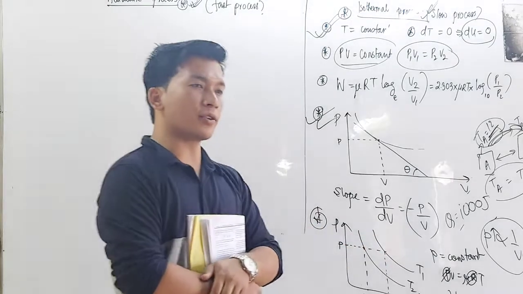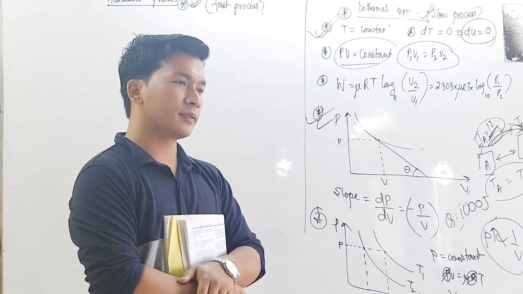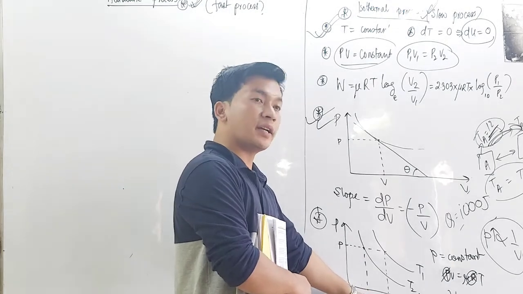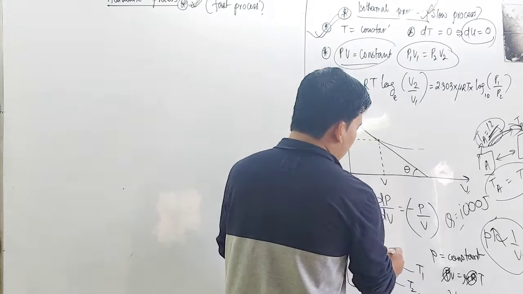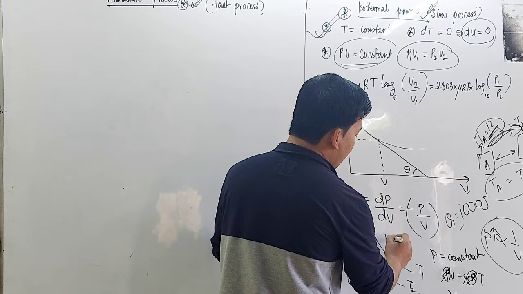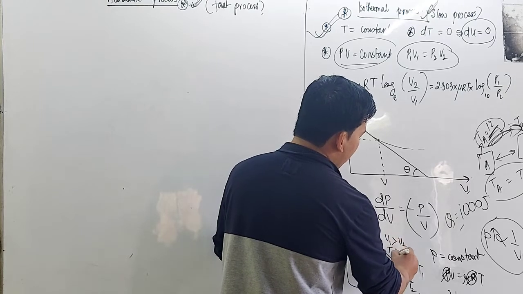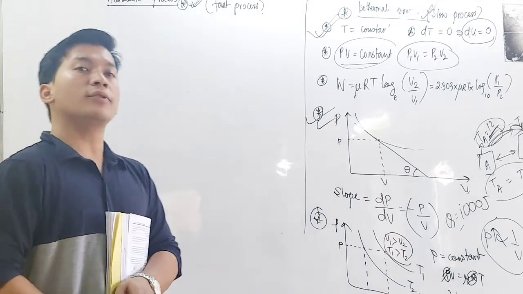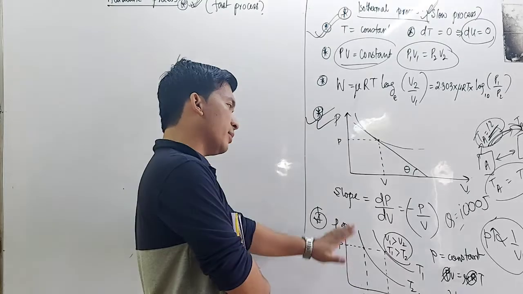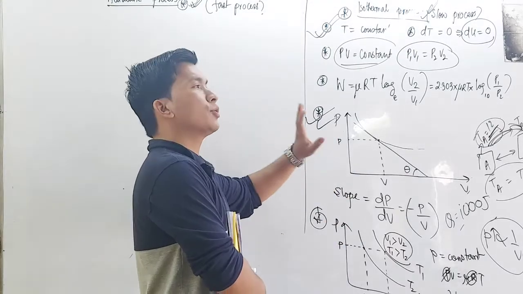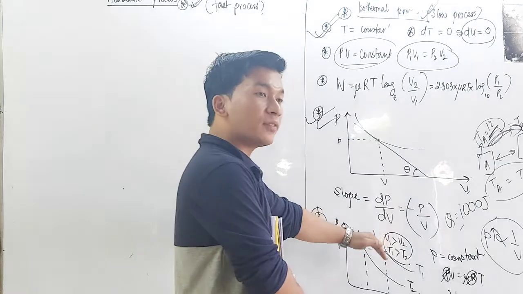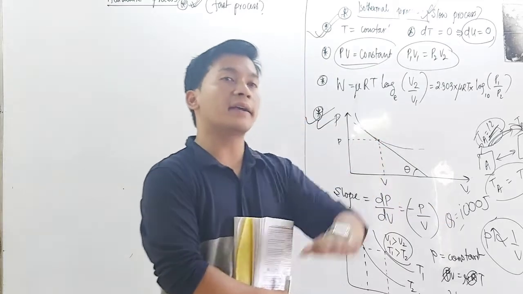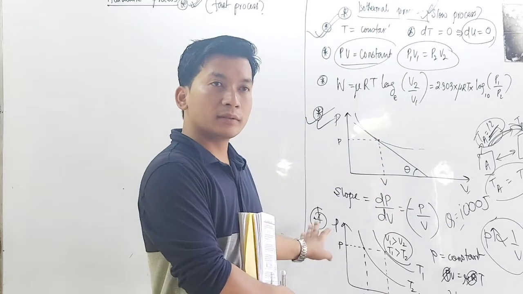T1 and T2, which one will be greater? Greater the volume, greater will be the temperature. Here, V1 is greater than V2, so temperature T1 is greater than temperature T2. Understood? For any isothermal curve, if we compare 2 or 3 isothermal curves, the curve which is at the top will be at the highest temperature. Do you understand this one?